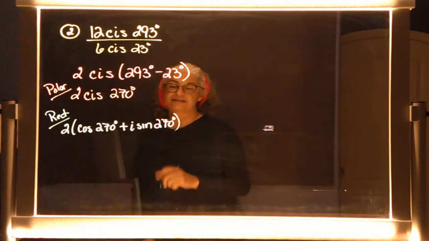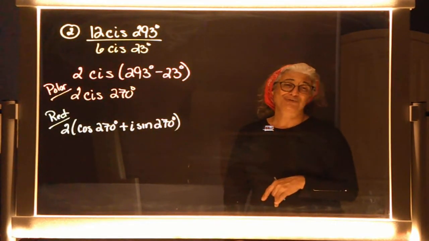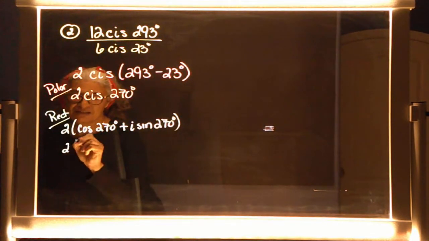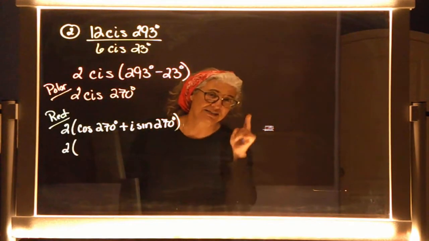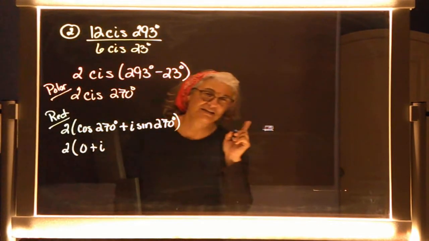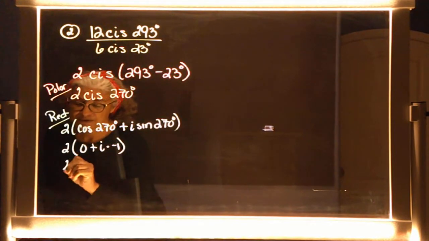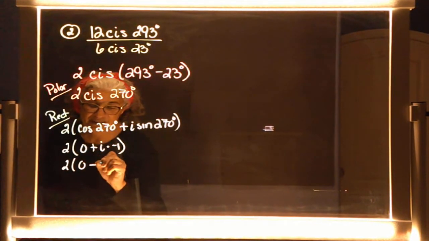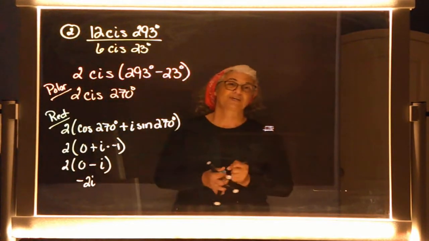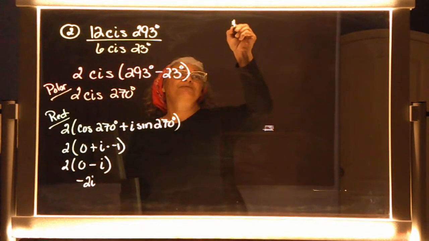So, to take this polar form to rectangular form, I need the cosine and the sine of 270 degrees, don't I? Okay, let's see if you remember it. The cosine of 270 degrees is 0, plus i times, what's the sine of 270 degrees? Excellent, negative 1, which means we have 2 times 0 minus i, which just gives you negative 2i, doesn't it? Lovely. Good? Okay, let's look at another example.